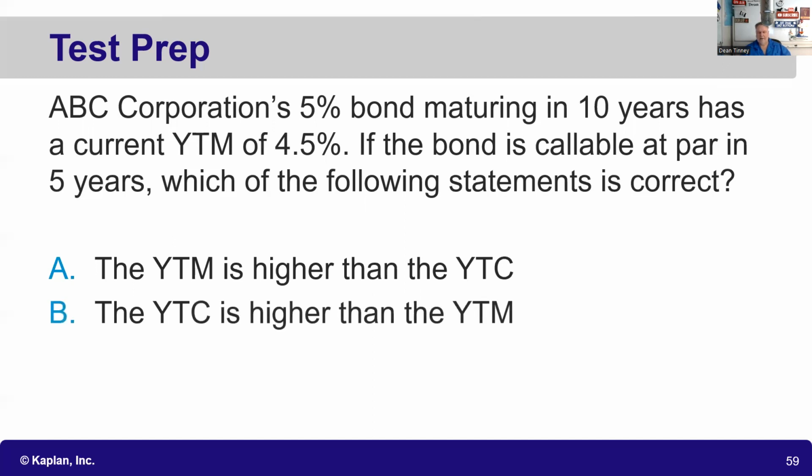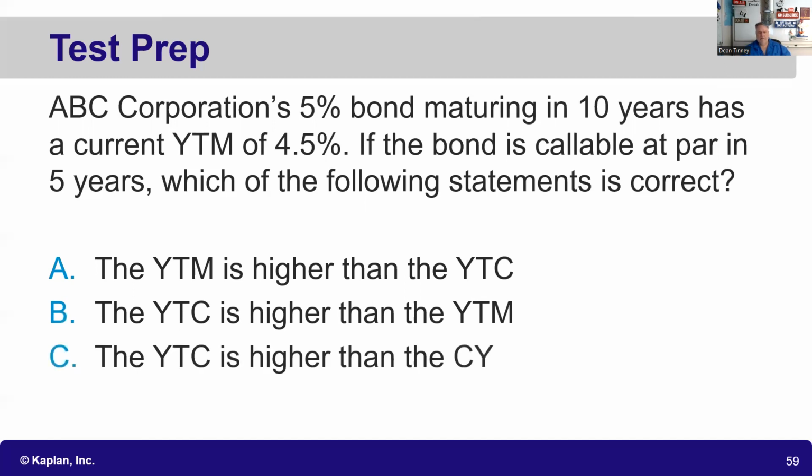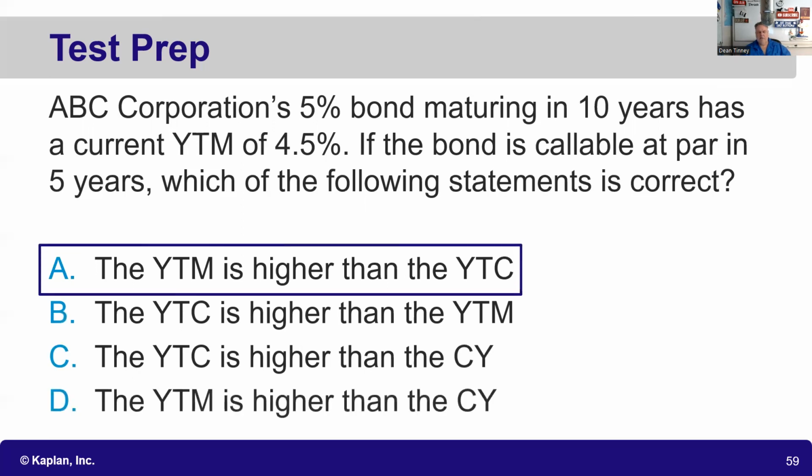The yield to call is higher. And by the way, remember the test taking trick there? Those are mutually exclusive things. The yield to call is higher. Boom. The test taking trick is I almost know it's got to be A or B, because of the principle of mutual exclusion: they say opposite things.